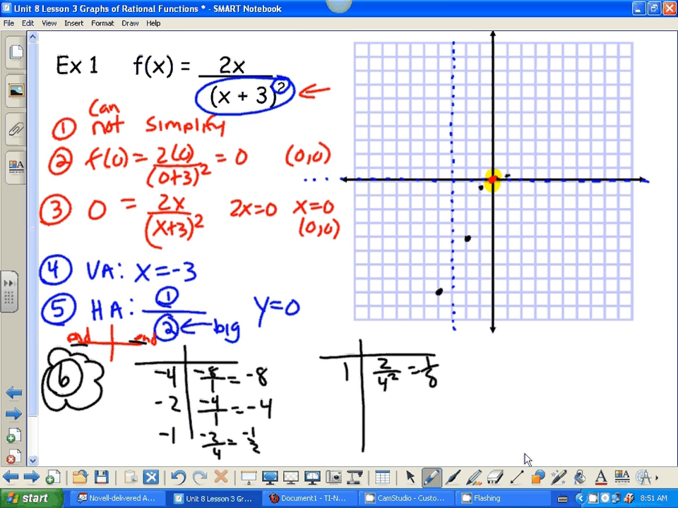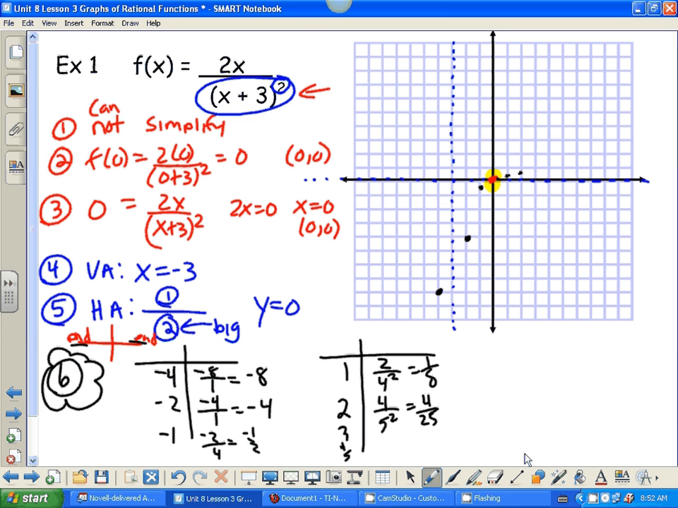And maybe you decide you want to see what's happening at 2. At 2, I have a 4 on top, and then I have a 5 squared on bottom. So I have 4/25. So it's getting a little bit higher, not so much. This is where you have to decide. You can keep picking 3, 4, and 5.